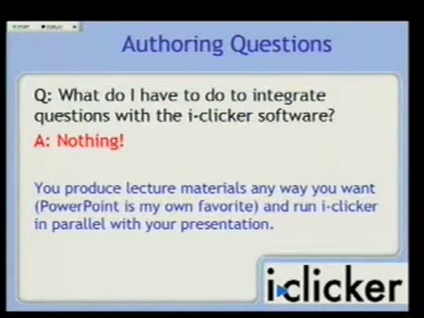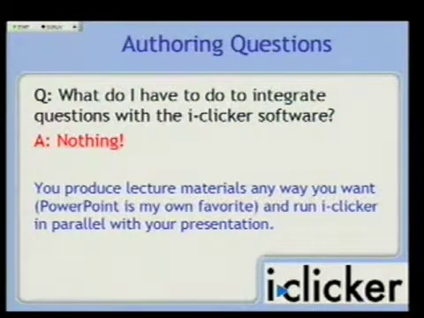I mean, this is PowerPoint. You probably all recognize PowerPoint. But if you want to use Keynote or Word or XML or PDF, anything like that, it doesn't matter because the software doesn't need to know about the question. I control it with this. I start accepting votes. I stop accepting votes. It just counts them. That's all it has to do. So you can author your questions however you want.